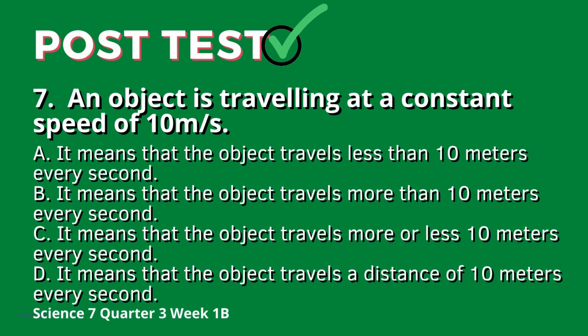7. An object is traveling at a constant speed of 10 meters per second. A. It means that the object travels less than 10 meters every second. B. It means that the object travels more than 10 meters every second. C. It means that the object travels more or less 10 meters every second. D. It means that the object travels a distance of 10 meters every second.